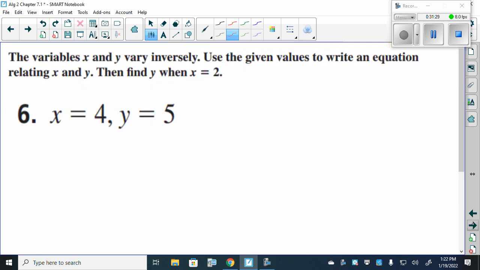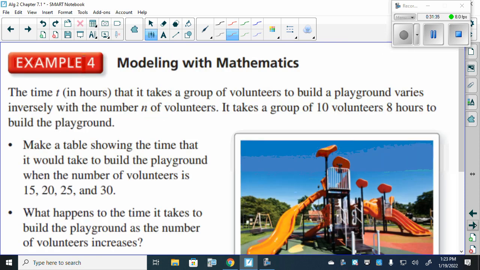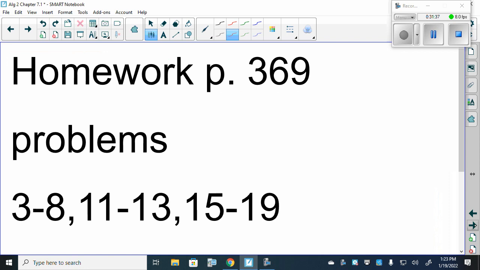Do we need to see another example of a problem like this here? And that is it for today. And that is it for 7.1.